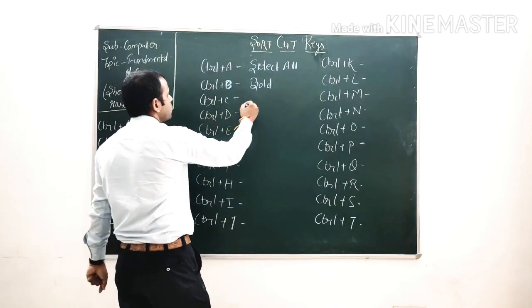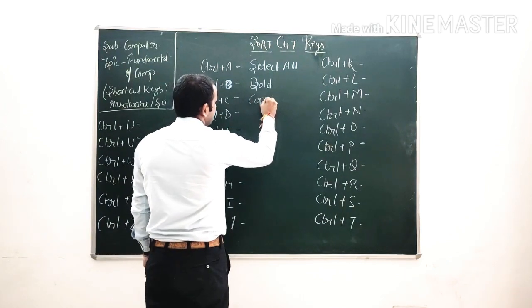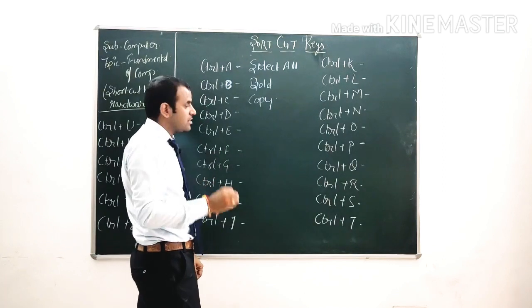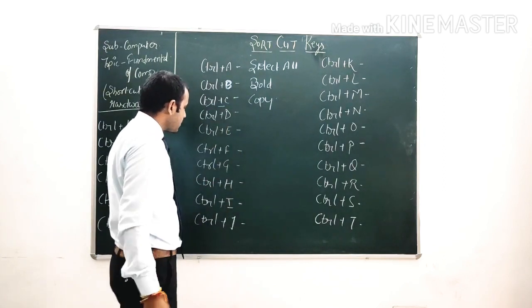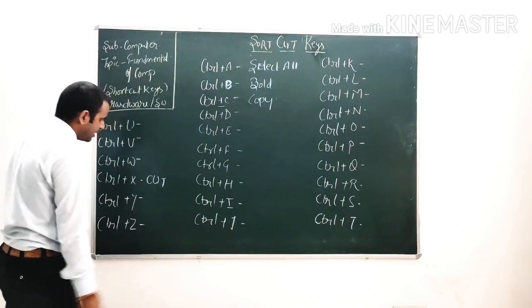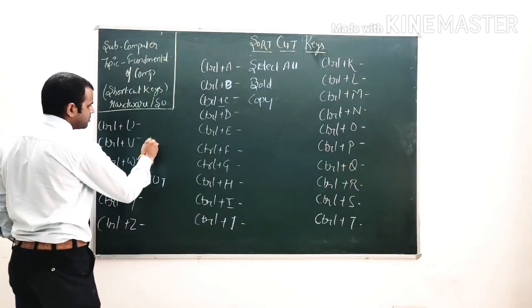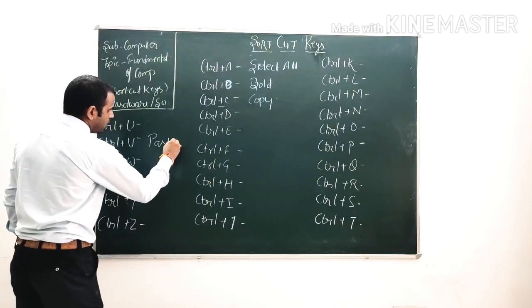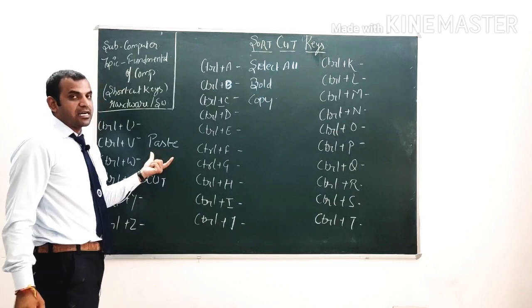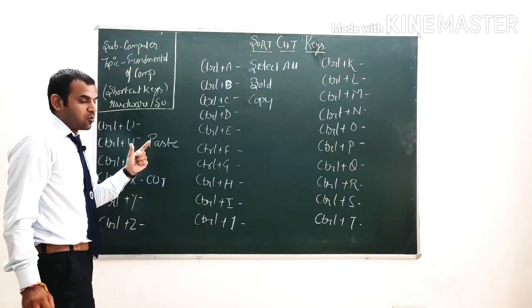The third one is Control C. It is copy. There are three shortcut keys which are correlated: the first one is copy, the second one is cut, C-U-T, cut, and the third one is paste. These three shortcut keys, copy, cut and paste, are correlated. I am going to tell you the meaning.